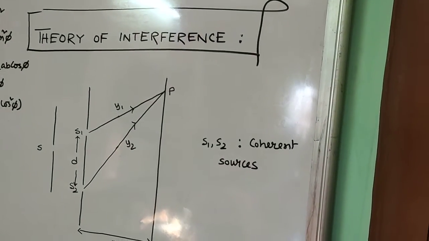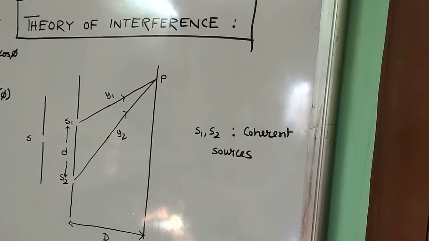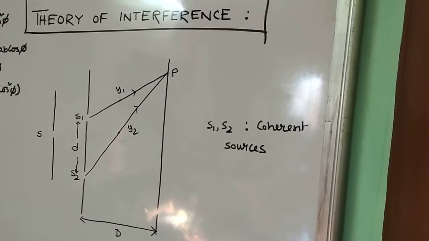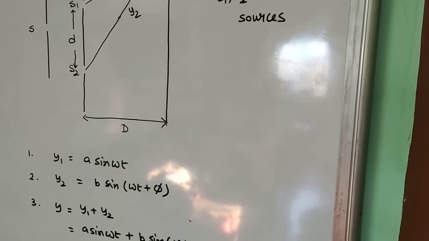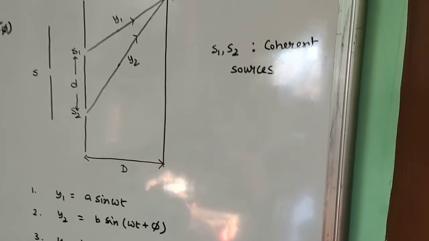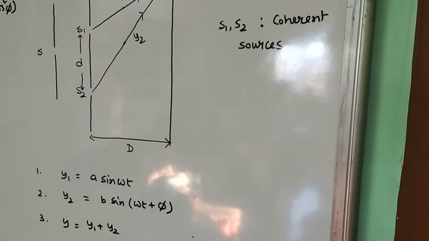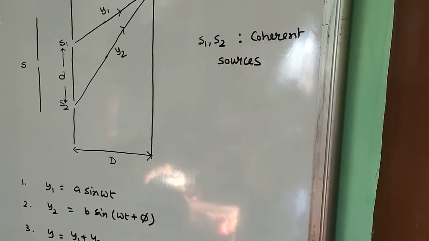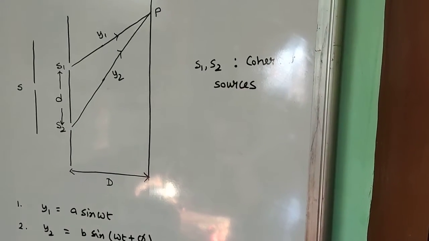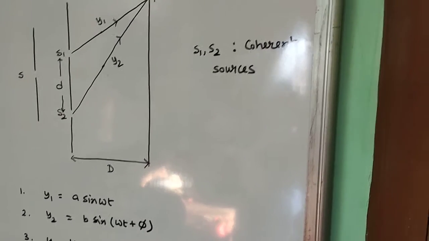Now in class 11 there is a chapter on waves, so already you know how we can represent a wave mathematically. So if you want to represent waves from S1 and S2 mathematically, then we have to use this equation. The wave that comes from S1 we have defined as Y1, that is A sine omega t, and the wave that comes from S2, that is Y2, that is B sine of omega t plus phi. These two sources, S1 and S2, are coherent sources. Coherent sources are sources which have a constant phase difference or zero phase difference. So here the phase difference is phi between the two waves.